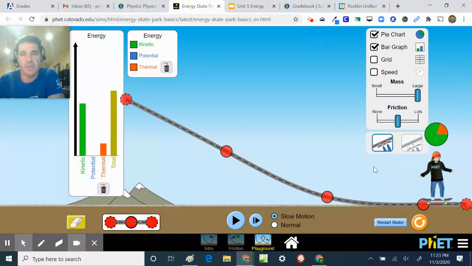So anyways, hopefully that explains to you the idea we have for friction as you go down a hill and the law of conservation of energy, which turns the potential energy into kinetic energy.